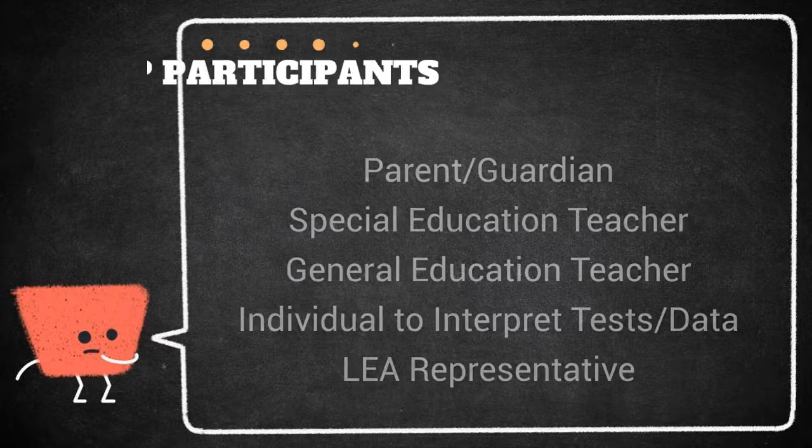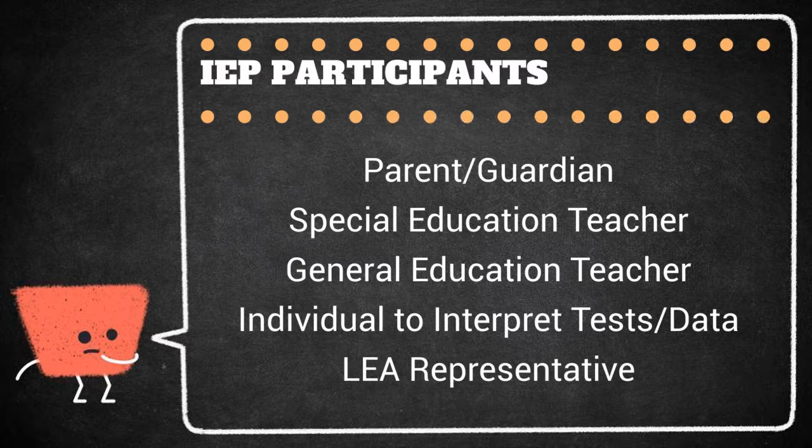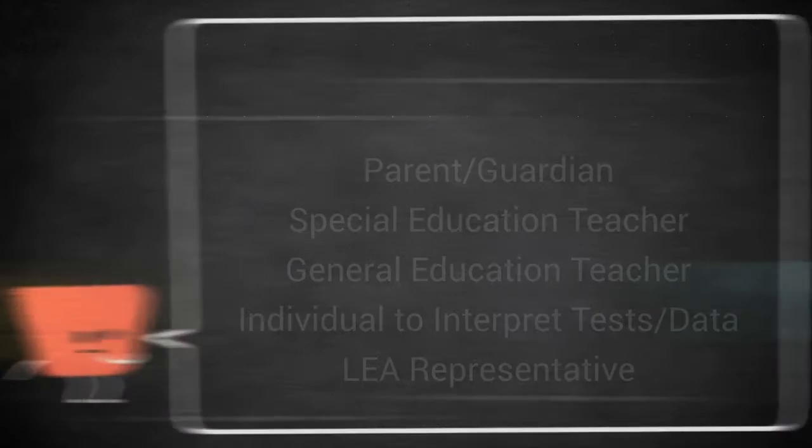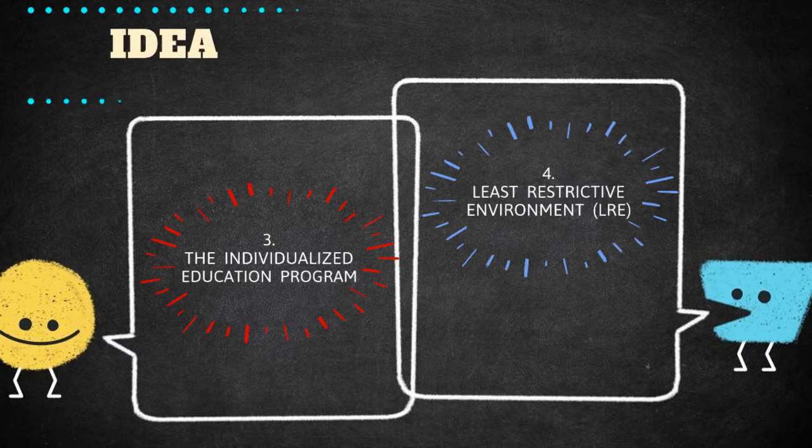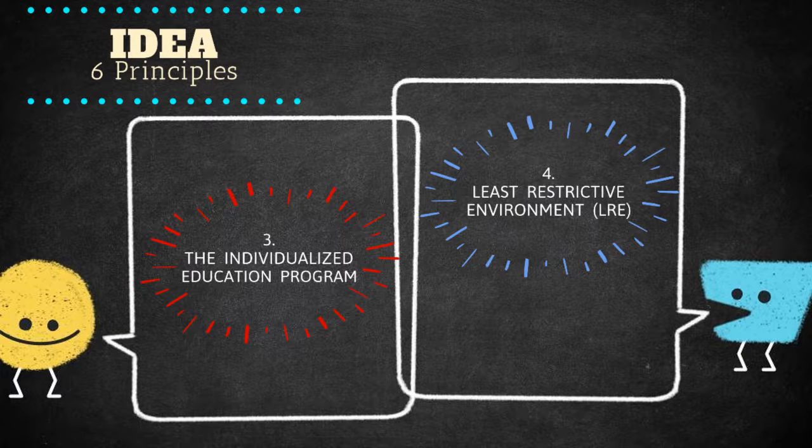The required attendees include parent or guardian of the child, special education teacher, general education teacher, a person who can interpret the instructional implications of test or evaluation data, and an LEA representative, which could be your building's process coordinator or administrator. Principle 4, least restrictive environment. While the word environment makes it sound like we're only focused on the physical location, it's actually much broader than this. It includes where the child will learn, who the child will learn with, etc.